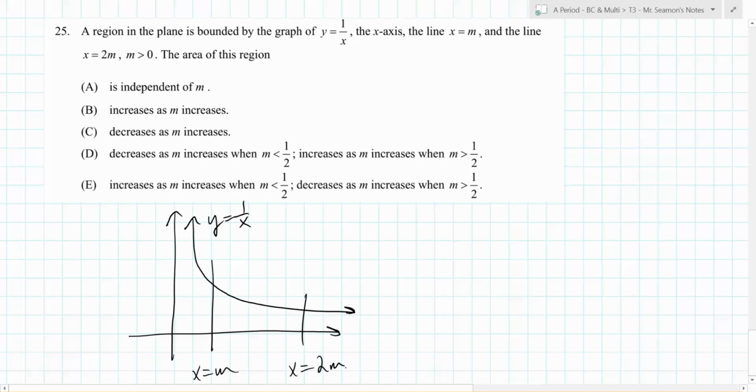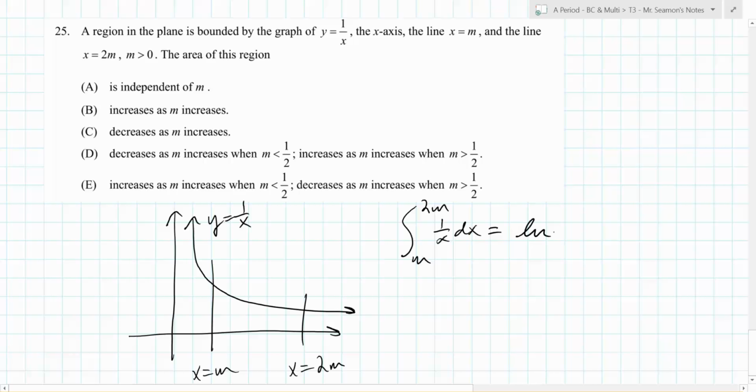Nice. The area of this region. So when it says the area of this region is independent of m, what could you set up right now? An integral. An integral from what to what? m to 2m of what? 1 over x dx. So what's that going to be?